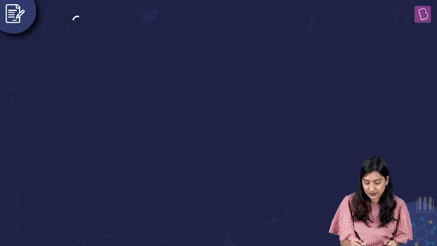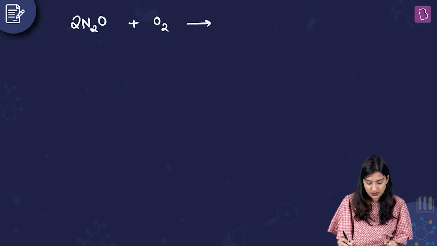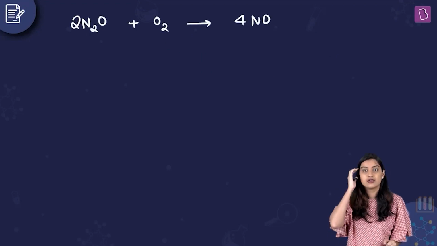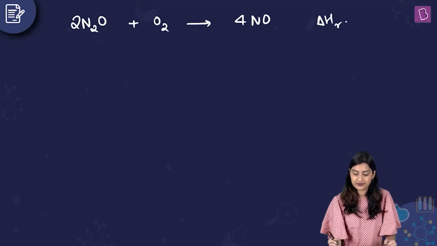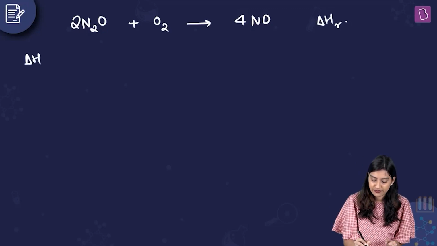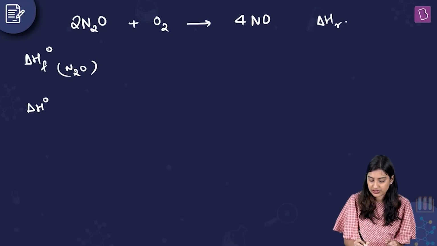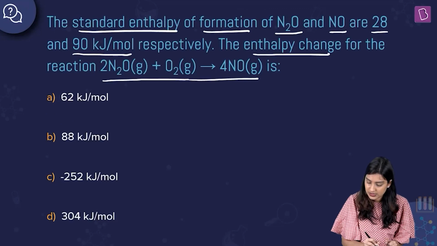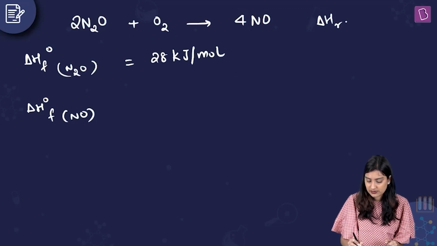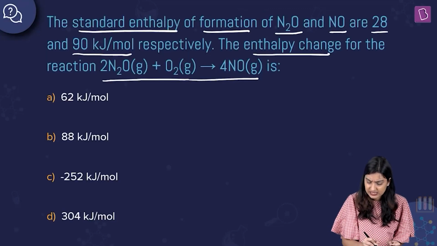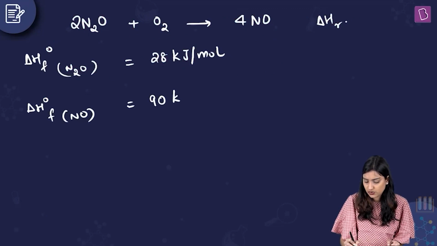You have this reaction, 2N2O plus O2 gives you 4NO. This is your reaction. Now they want you to find out enthalpy change of the reaction. You have standard heat of formation of N2O, given to you as 28 kilojoules per mole, and standard heat of formation of NO, given to you as 90 kilojoule per mole.